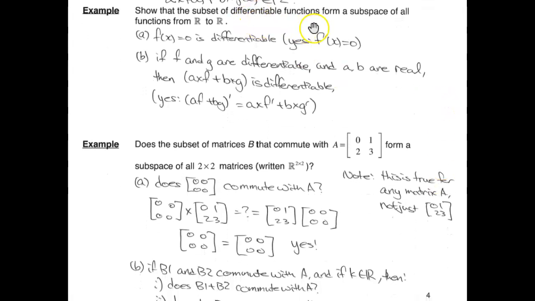Show that the subset of differentiable functions form a subspace of all functions. So if we look at functions that are differentiable, does it contain the neutral element? Yes, because f of x equals 0 is differentiable. And then if I take two differentiable functions, can I add them together? Can I multiply them by scalars? Yeah, sure, you can. If f and g are differentiable, then af plus bg is also differentiable, no problem.